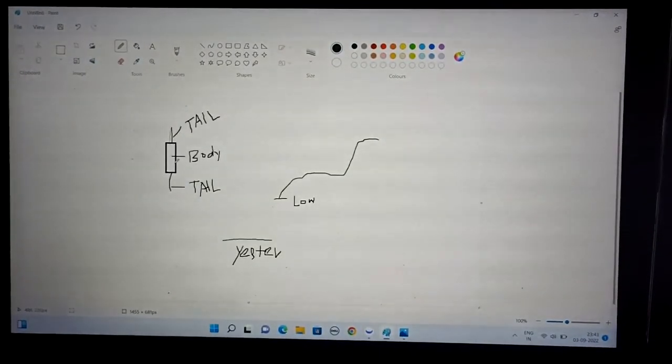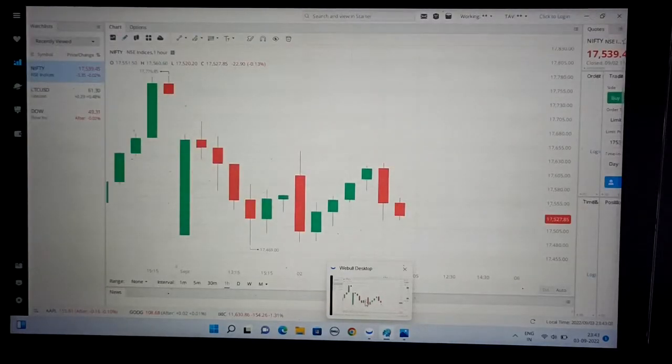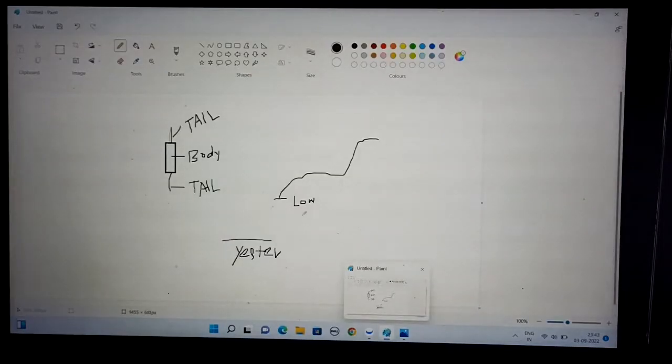Here you see a red candle, a green candle, but what exactly is it? The middle part, the broader part in a candle, is called the body, and the part which is outside this body is known as the tail. That means this is a tail and this is the body.